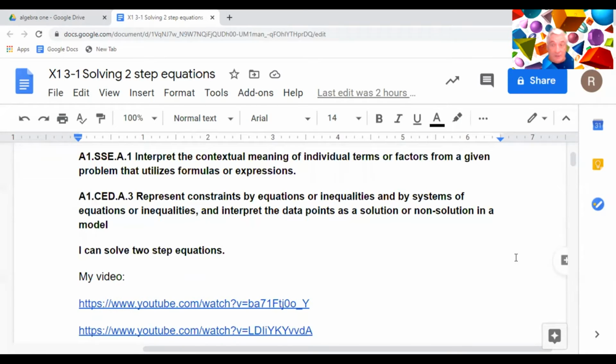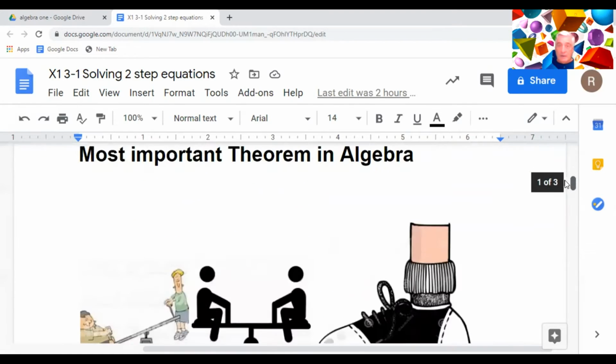So the I can statement doesn't have all that math stuff up there. It says I can solve two-step equations. At the end of this lesson, if you can solve some two-step equations, we're doing pretty well. Here's the most important theorem in algebra.